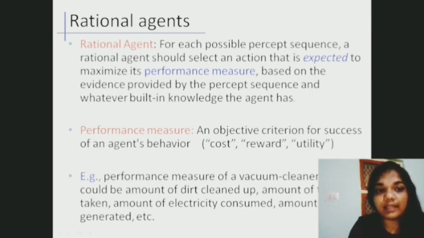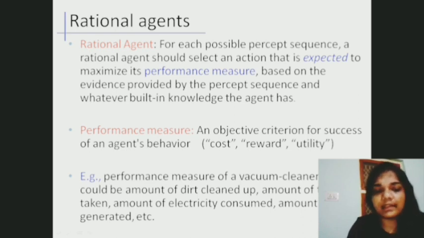They should have that sense that whatever action they are taking, it will be taken in very less time, it will be giving very good accuracy. So overall the performance measurement of your agent should be very good. Fine. So that is what we mean by rational agent.